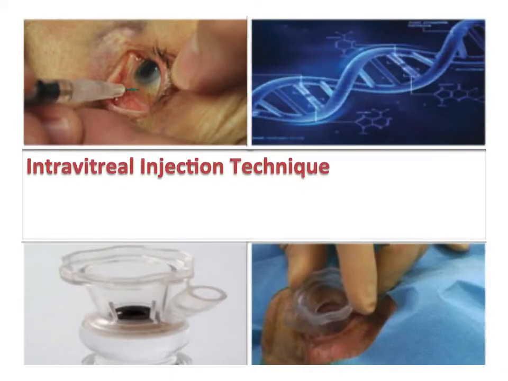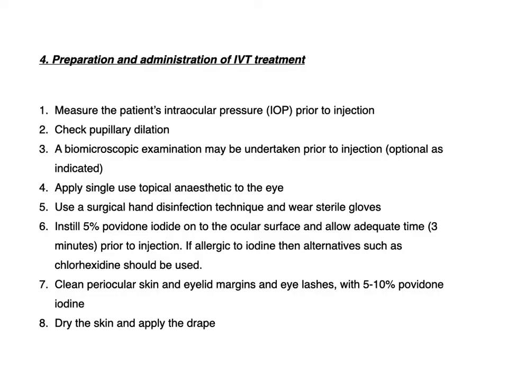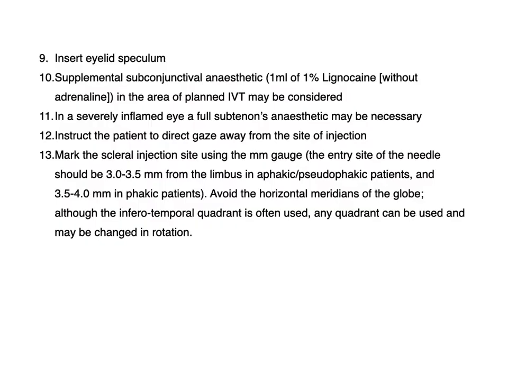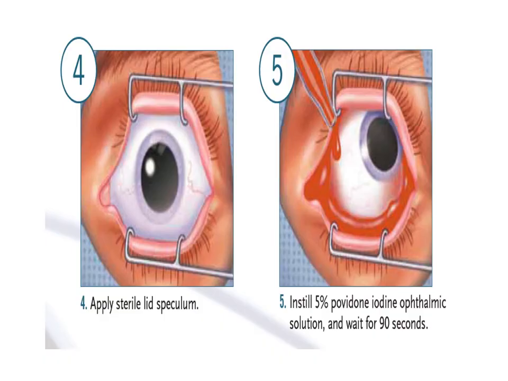So how do we inject? It is advised to confirm that the intraocular pressure is not elevated before injection and to ensure no ocular inflammation or infection at the day of injection. After betadine wiping, a drape is applied, then the eyes are opened by a lid speculum and 5% betadine is instilled into the conjunctival sac.